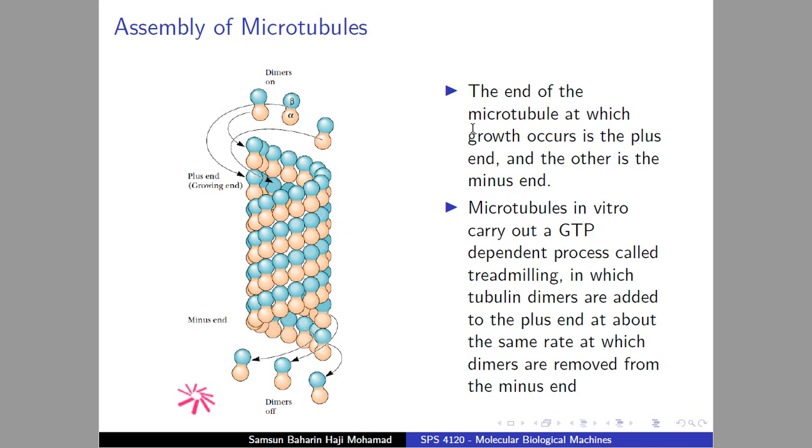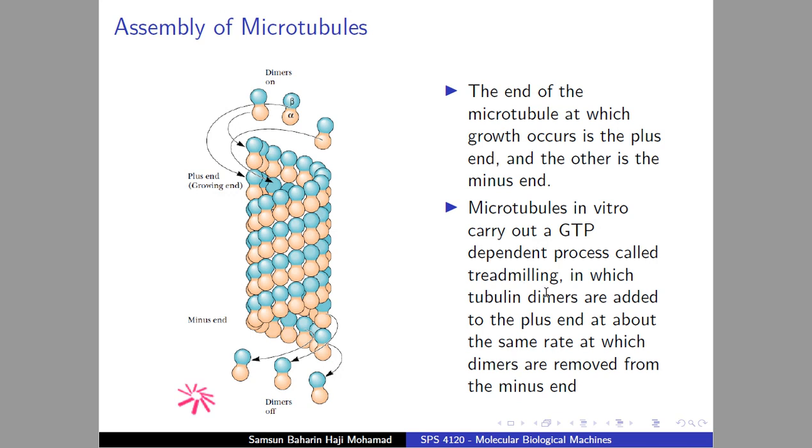Okay, so we have the ends: the minus end and the plus end. The end of the microtubule at which growth occurs is the plus end. So all the dimers, or all the protein, will attach here to make it longer and longer. And at the minus end, the protein or the dimer will dissociate and detach from this microtubule.